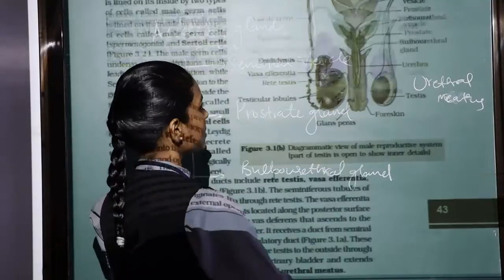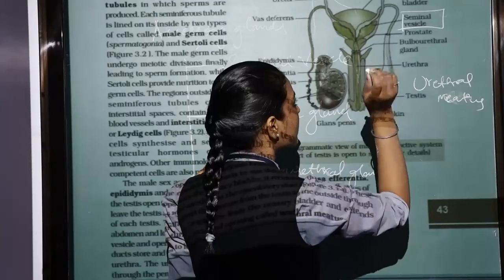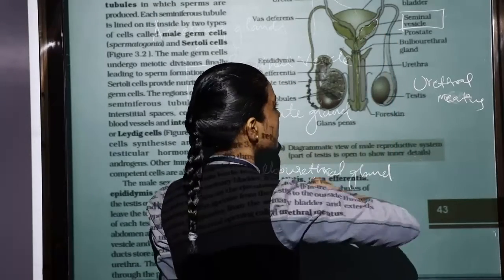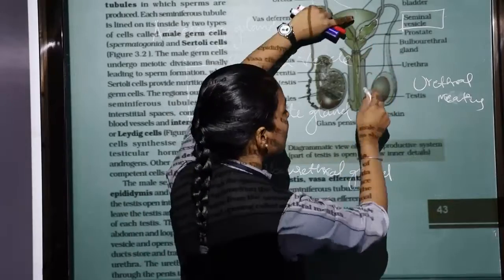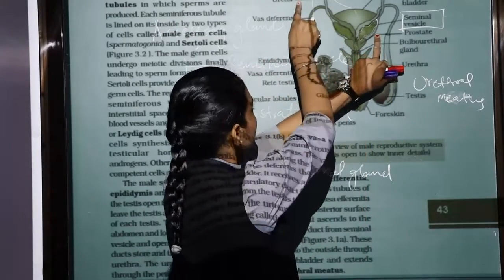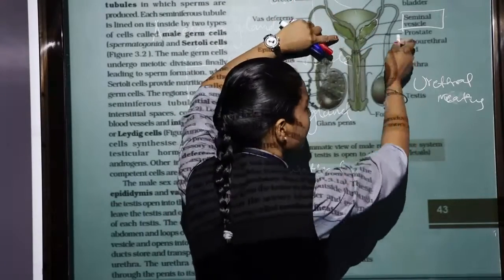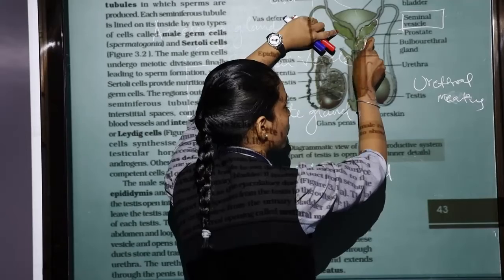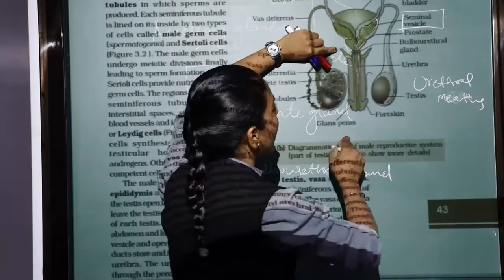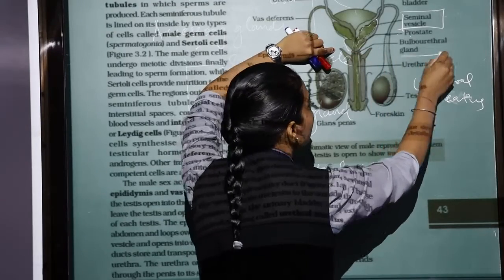Now I will show you over here. See, this particular part is called the seminal vesicle. This part is called the seminal vesicles, which is directly attached to the ureter. Here you can see this is the ureter, and immediately below, the two flap-like structures that you see are called the prostate gland, and in between is the bulbourethral gland.